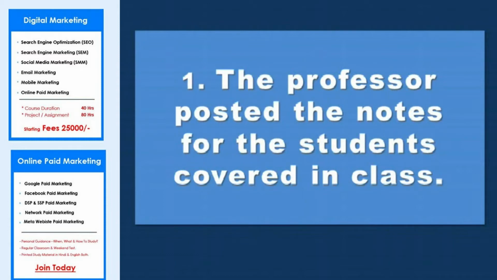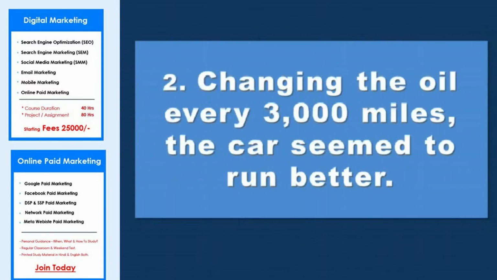The second sentence here, changing the oil every 3000 miles, the car seemed to run better. Who's changing the oil? Is it the car? No, it is an individual. It is you, I, or somebody else. So changing the oil cannot modify the car. It is again the same kind of error that we have learnt in detail, dangling modifier. Let us see how to proceed with correcting the sentence.